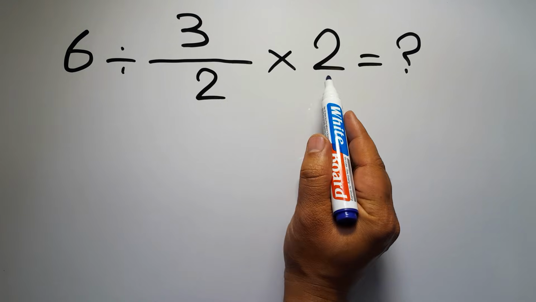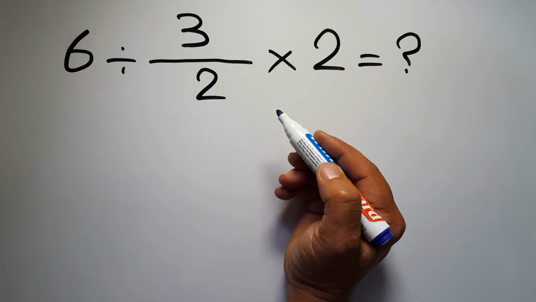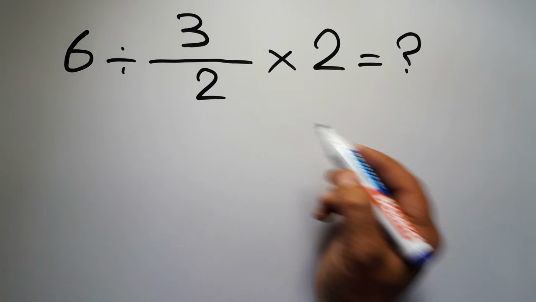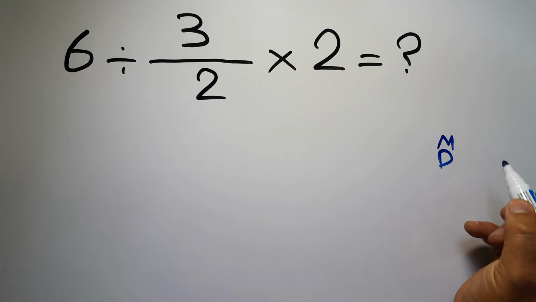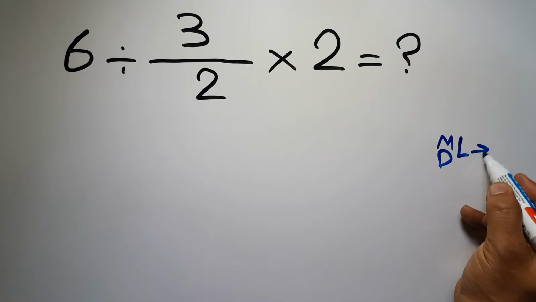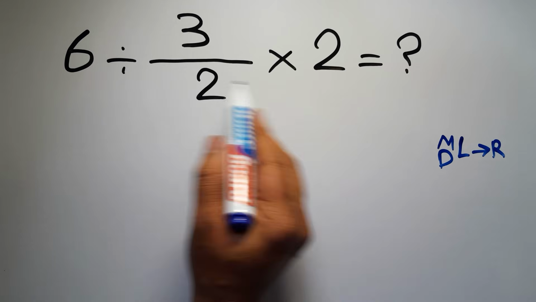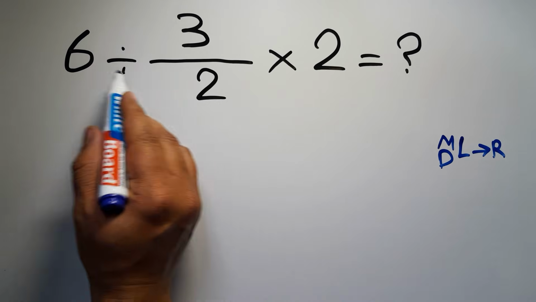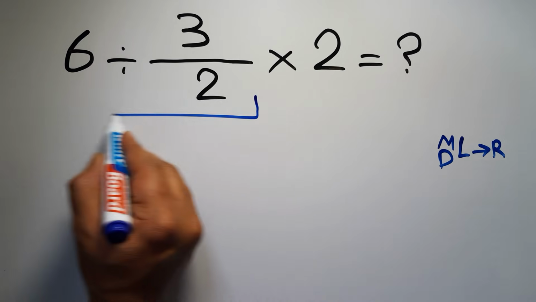In this expression, we have one division and one multiplication. According to the order of operations, multiplication and division have equal priority and we have to work from left to right. So here, first we have to do this division. 6 divided by 3 over 2.